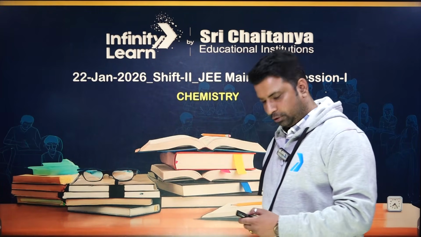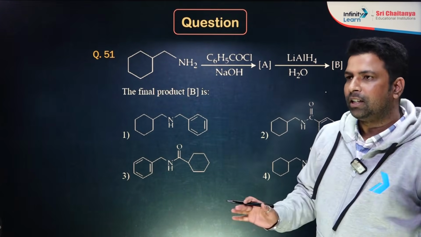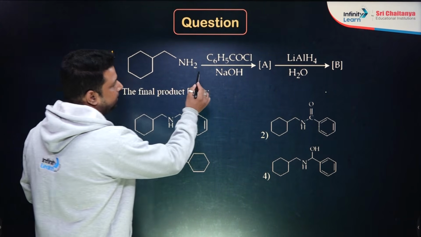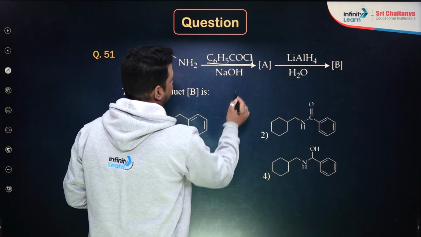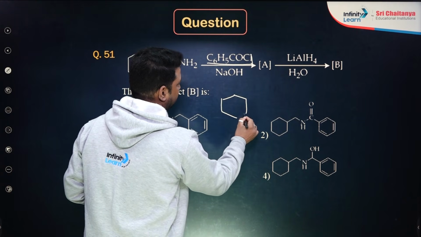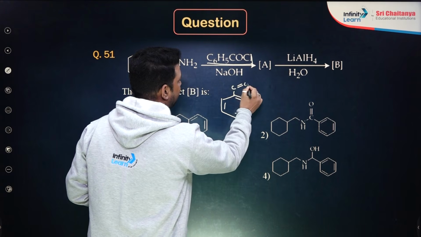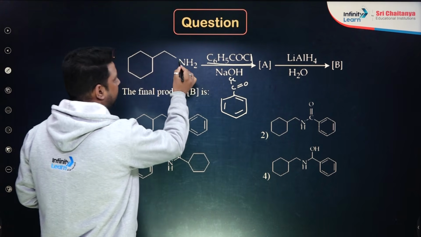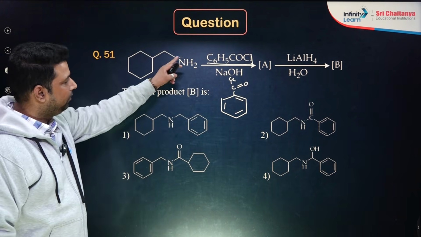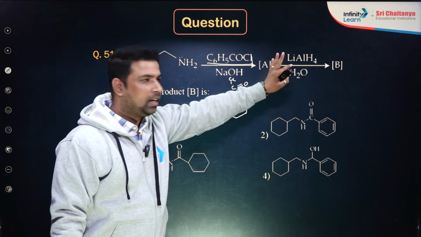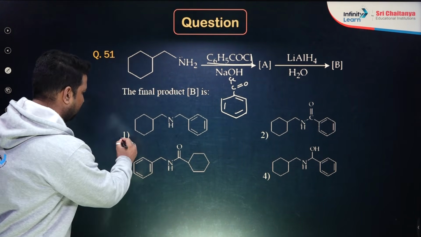Okay, so the first question here is from organic chemistry. It is a very easy question in which you can say this is C6H5COCl. The structure would be this: C double bond O and Cl. Nitrogen has a lone pair, it will attack on the carbon and then lithium aluminum hydride will reduce, and if you solve this you will get the first option.